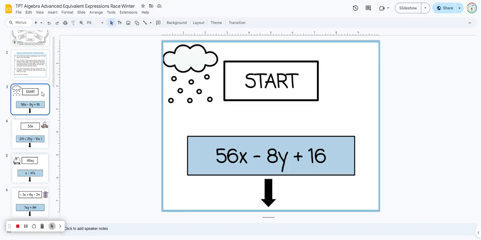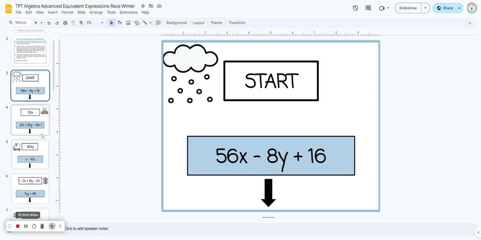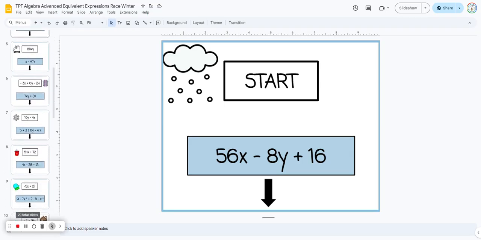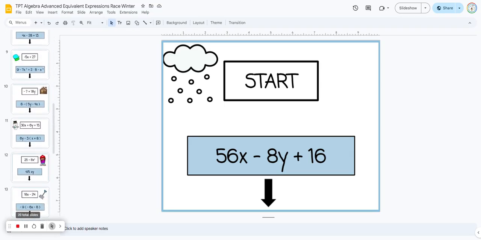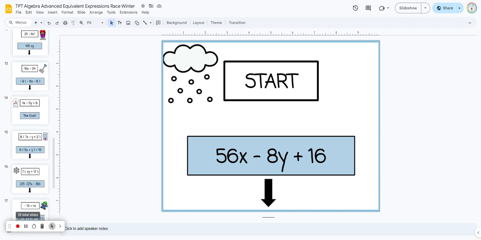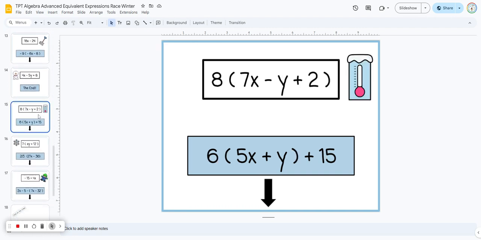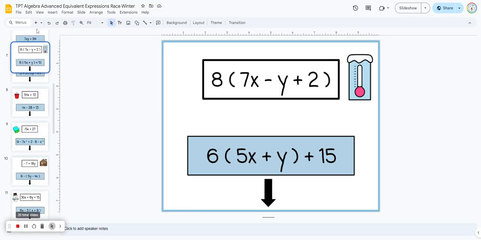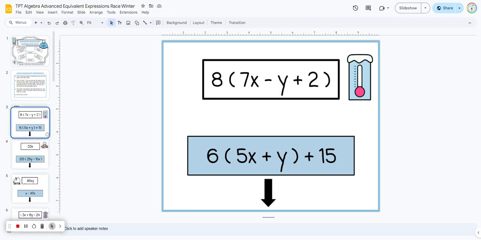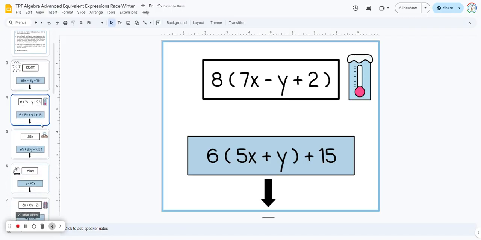So what they're going to do is they're going to start with this one, 56x negative 8y plus 16. So they're going to scroll up and down until they find an equivalent expression. Once they find it, they're going to click and hold, and then they're going to move it up into place. So now it's that second slide, so that these two now match.